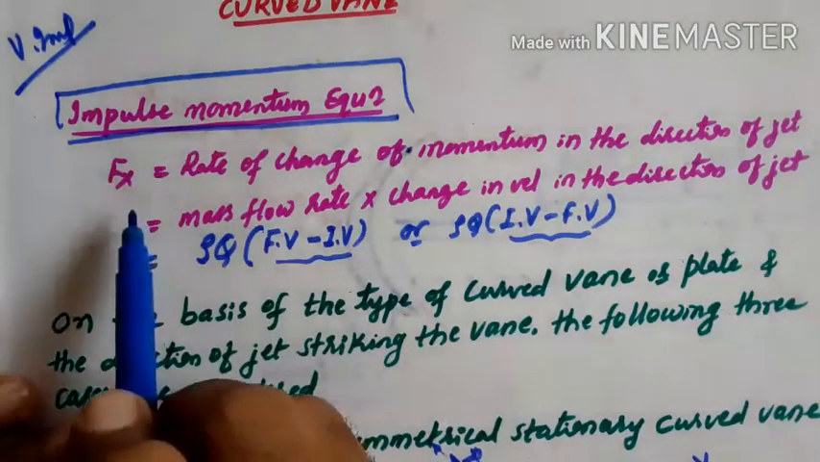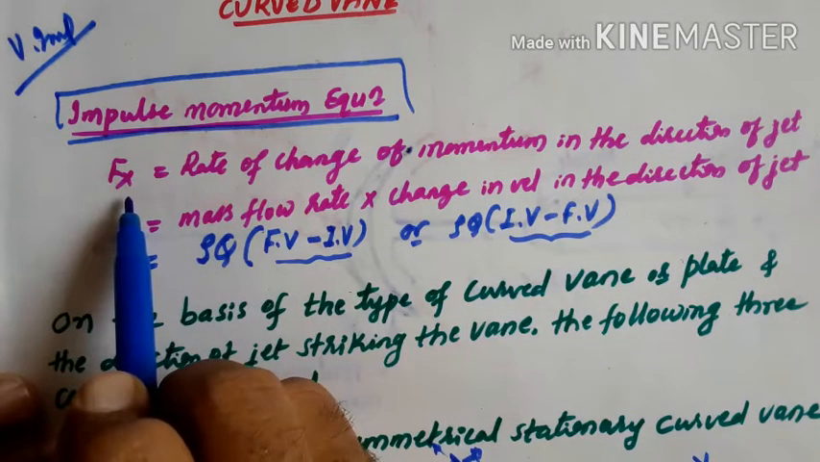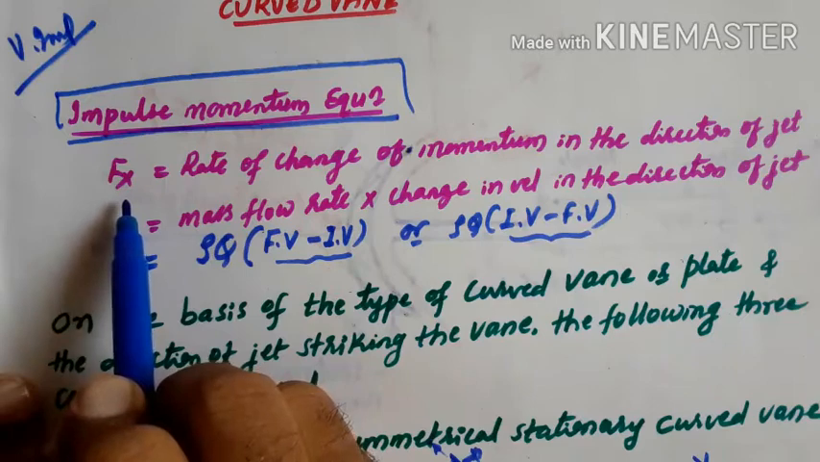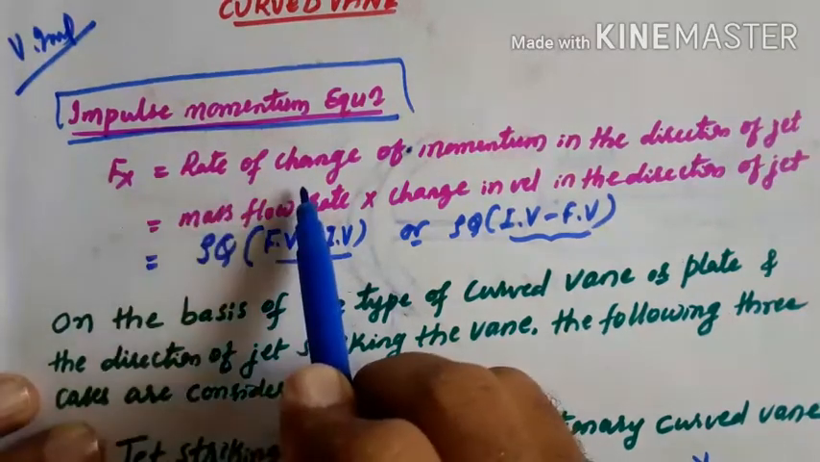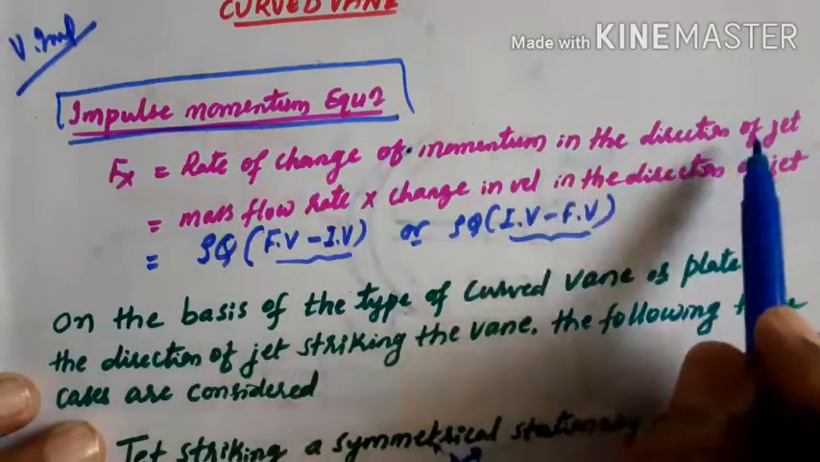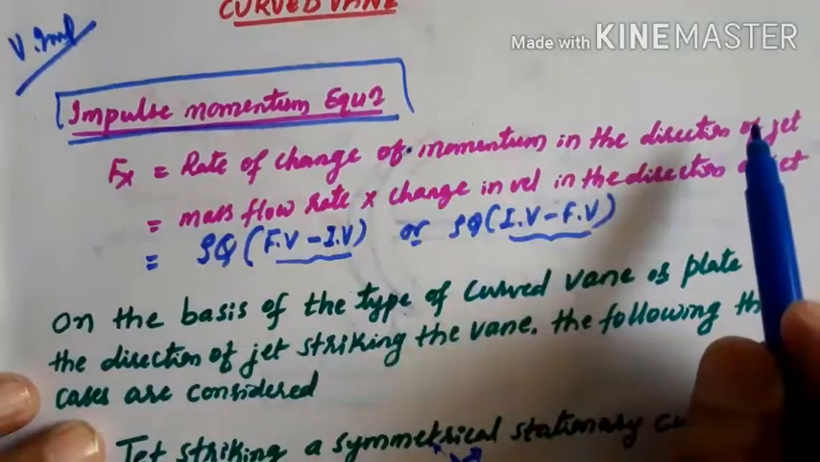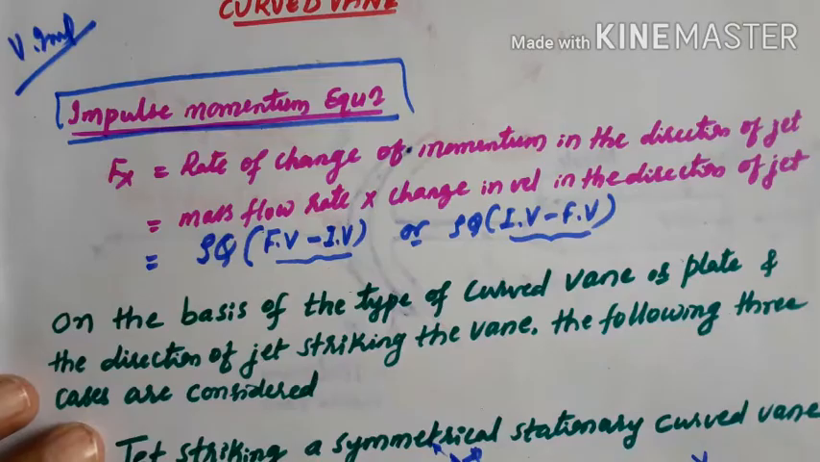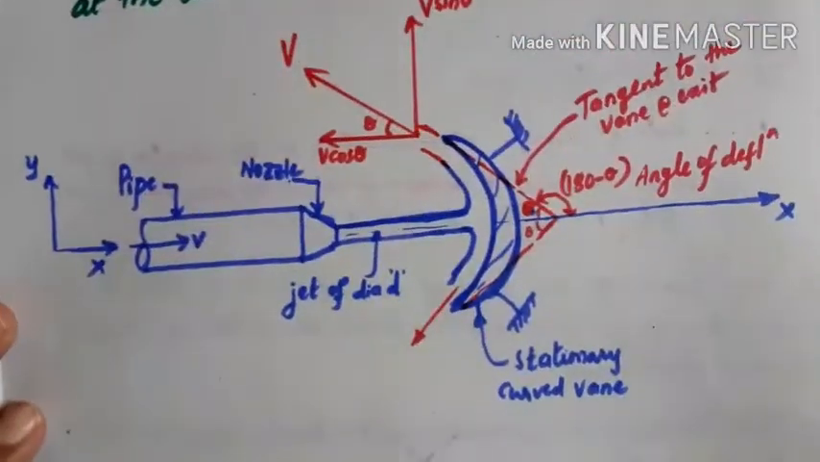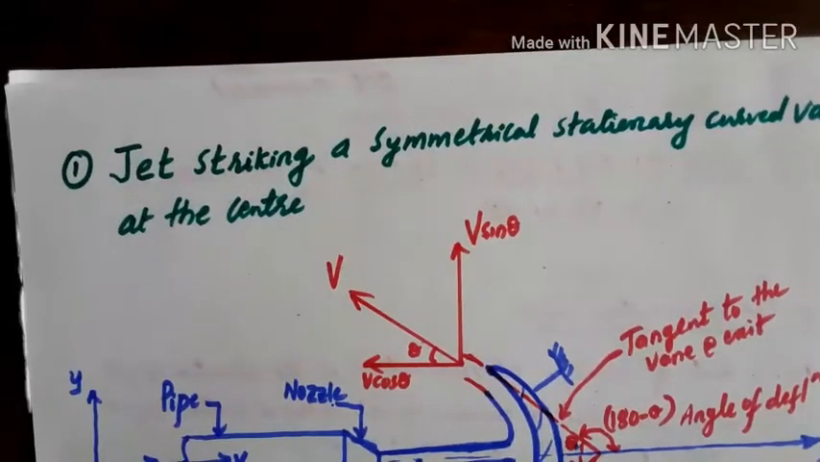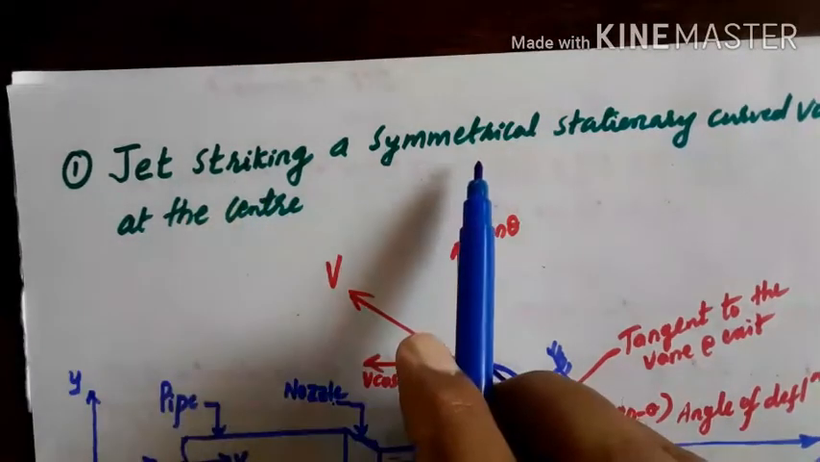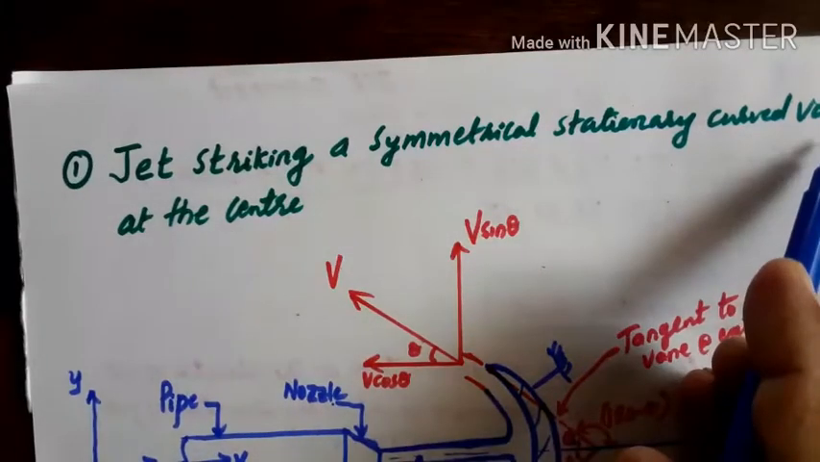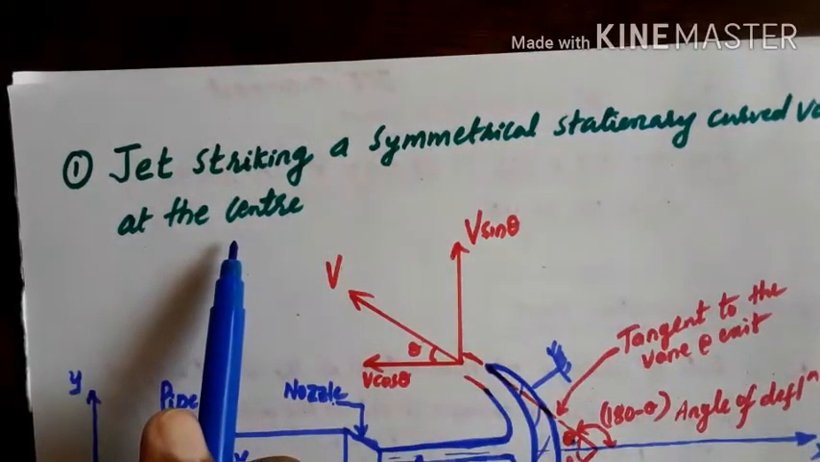So what does impulse momentum say? The force which is exerted will be equal to the rate of change of momentum in the direction of the jet. Okay. So let us take the first case. In the first case, I'm considering the jet striking a symmetrical stationary curved vane at the center.